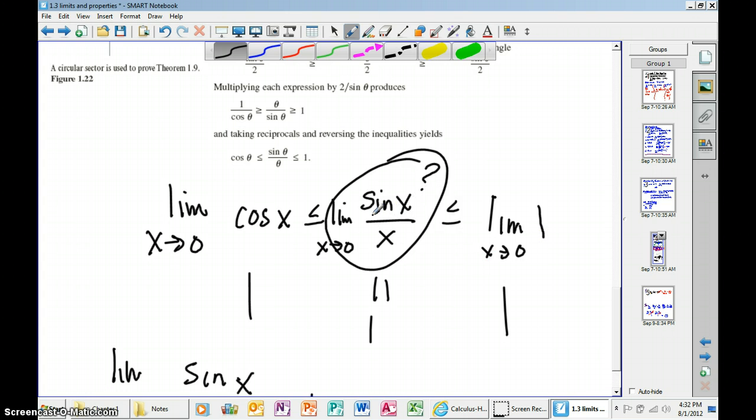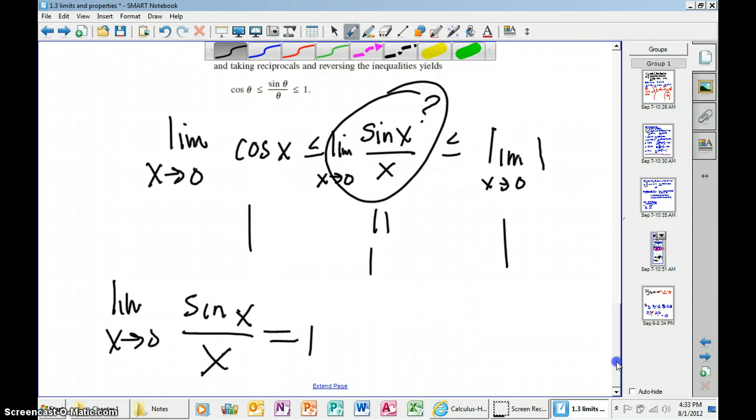So if we're looking to find the limit of sine x over x as x approaches 0, it's going to be 1, because it's squeezed in between. We know the highest that the cosine can be is 1. That's why 1 was chosen here, because the cosine can't get higher than 1. There's the squeeze theorem used, and there's that special limit proved by the squeeze theorem: the limit as x approaches 0 of sine x over x equals 1.